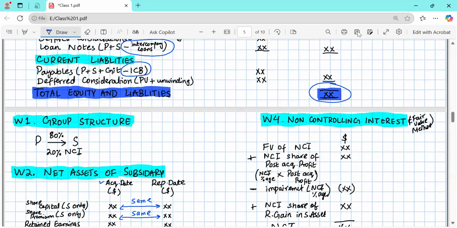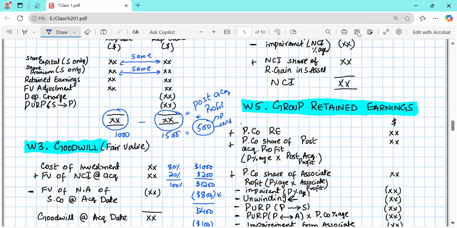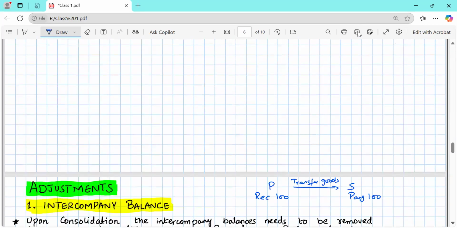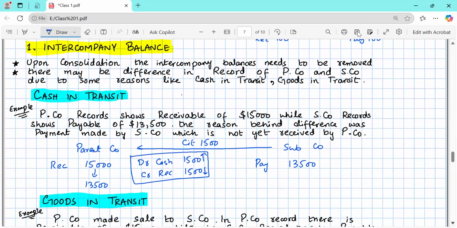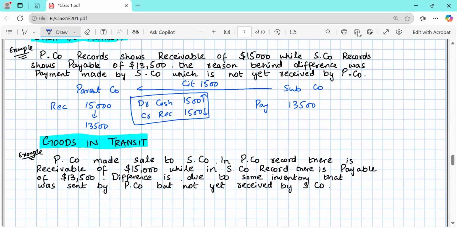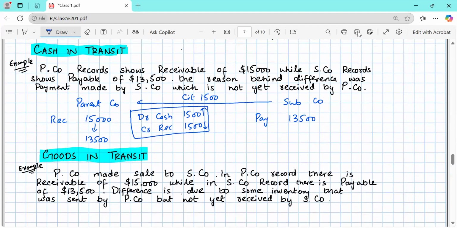So there are two things that you need to do. Once the intercompany balance matches, you need to remove that from the receivable and payable, and whatever adjustment you did, you will post that as well. So dual impact. Got the point? So 13,500 receivable will be removed, 13,500 payable will be removed, and the cash in transit will be adjusted as well.